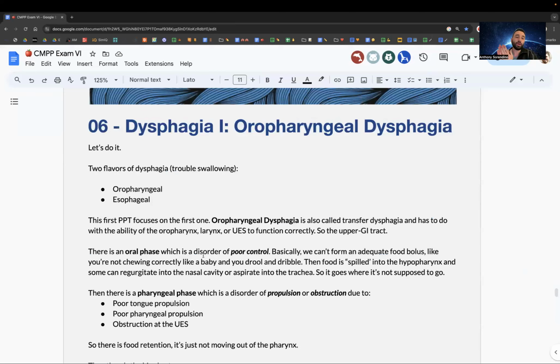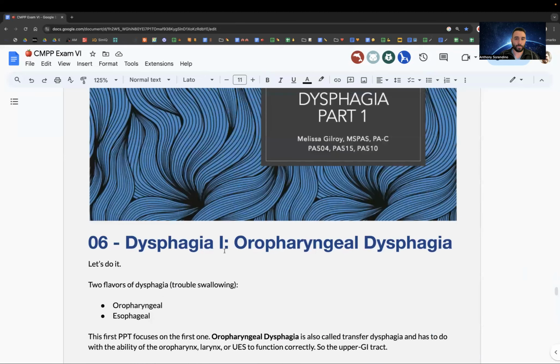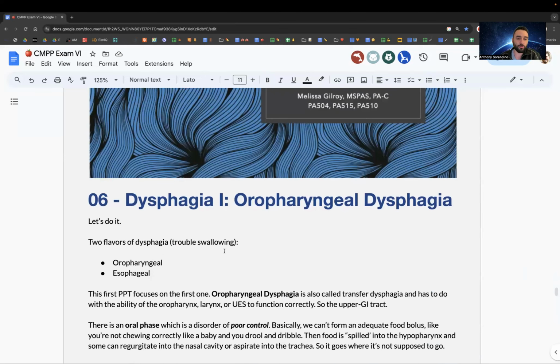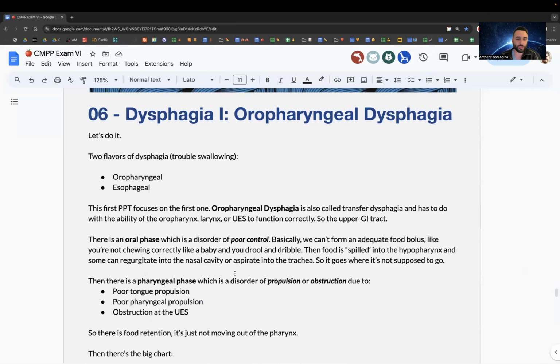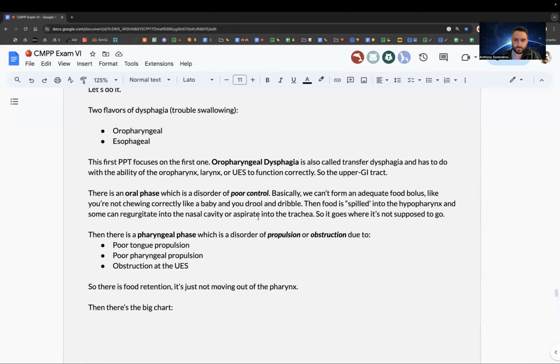Okay, so we have two flavors of dysphagia. There's oropharyngeal and esophageal. This first blue part here is going to be oropharyngeal. So that itself has two parts. There's an oral phase. That's a disorder of poor control. This is where you get like the dribbling from. Food is spilled into the hypopharynx. It can regurgitate into the nasal cavity or the trachea. Yeah, we drool and dribble.